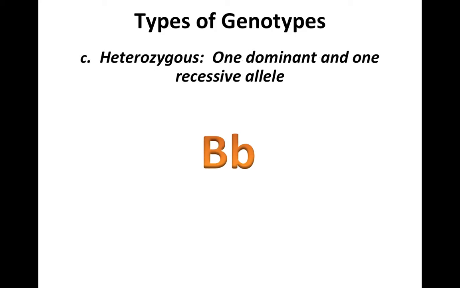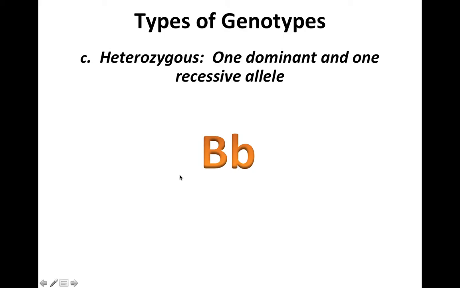All right, last one is heterozygous, okay? Hetero means different, so heterozygous, one dominant and one recessive allele. So we're going to have different. I'm going to have one dominant and one recessive, so it's going to be big B and little b. And again, you can use any letter here. It's just important to know that, an example.